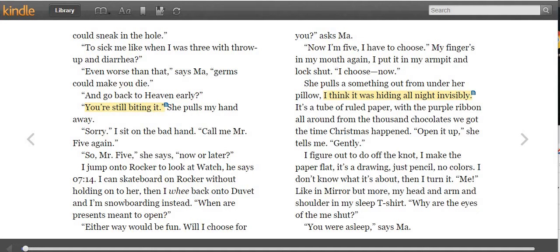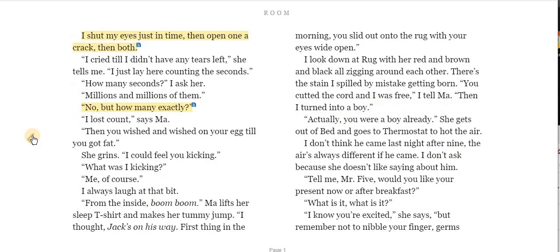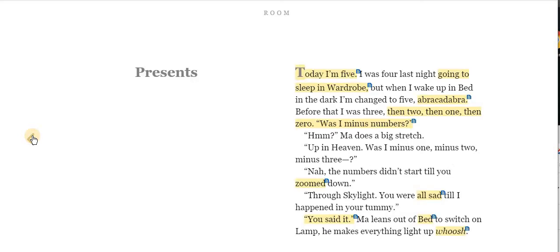The next thing that I want to talk about is the way that Jack talks about the objects and things in Room. It's one of the immediately noticeable things about his language, the way he talks about Bed and Lamp. So two things that I'd pick out here: you've got these capital letters, Bed, Lamp, and you've got a lack of what's called a determiner. Now, determiners are words like the and a and this and my. So a more standard narration would be Ma leans out of her bed to switch on the lamp. But those little determiner words are missing.